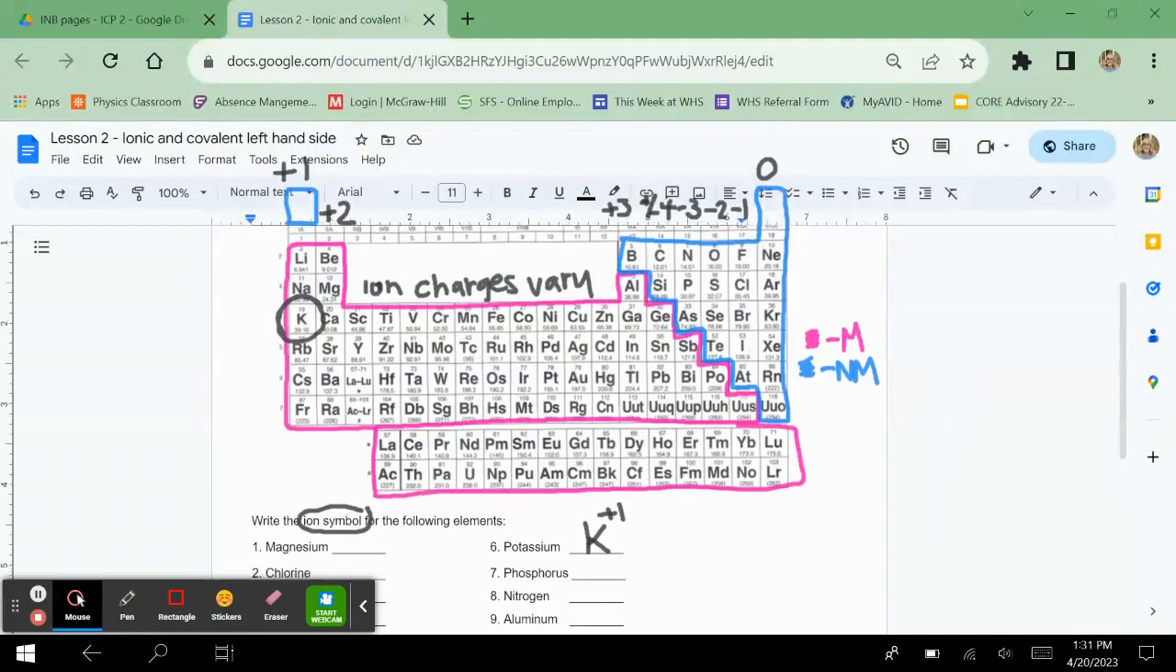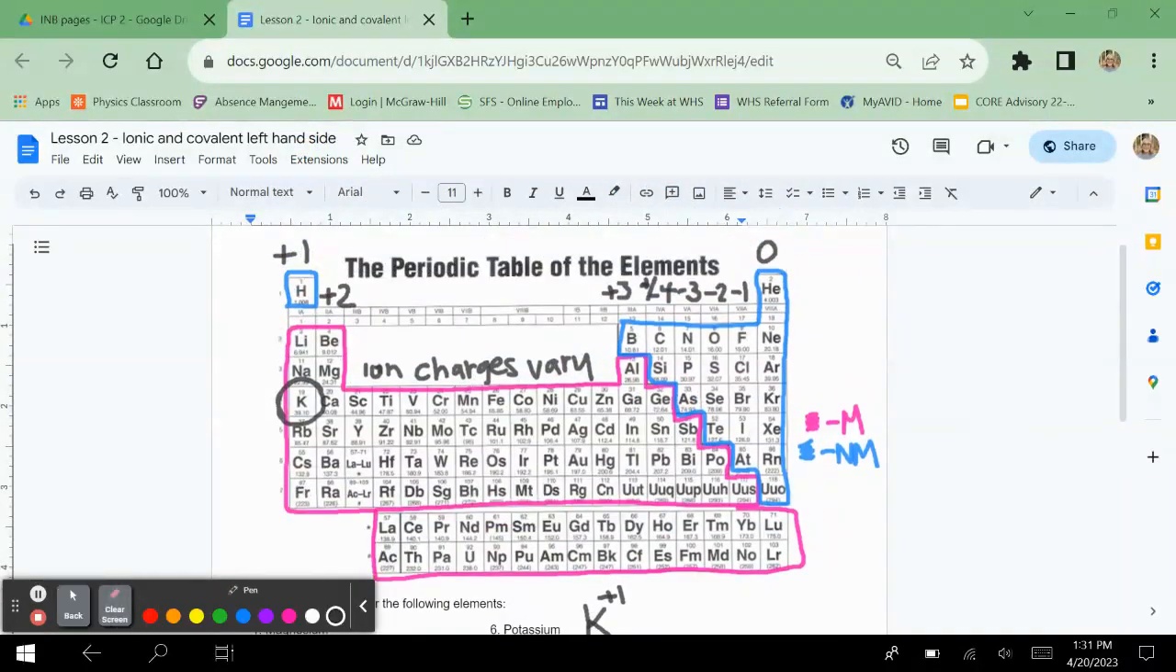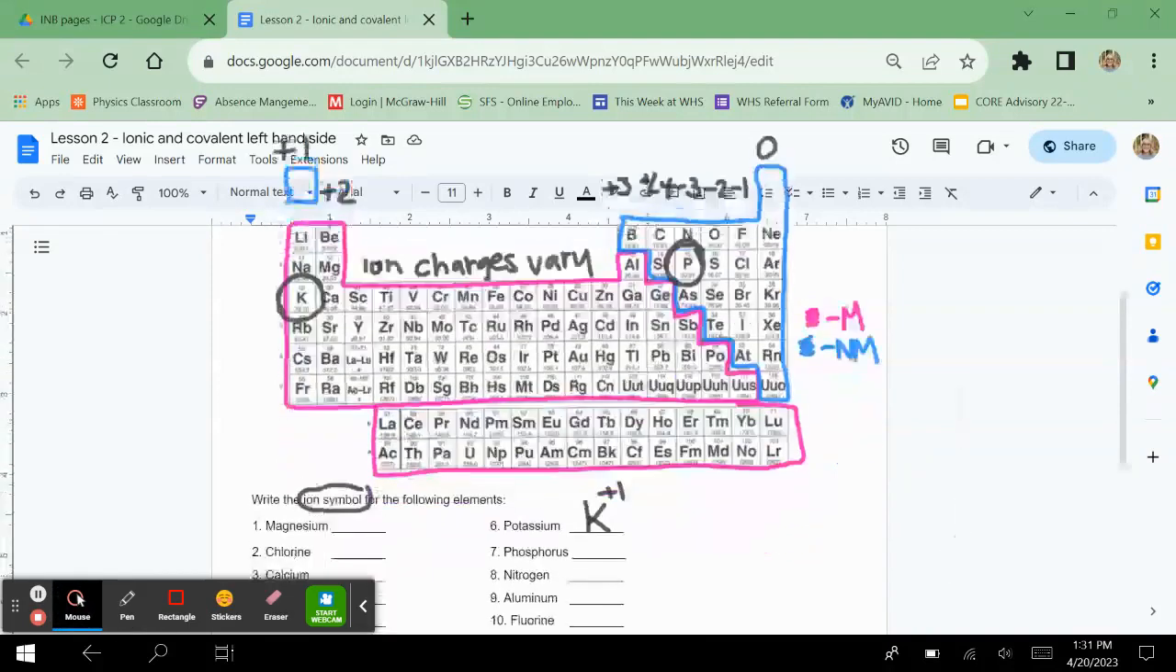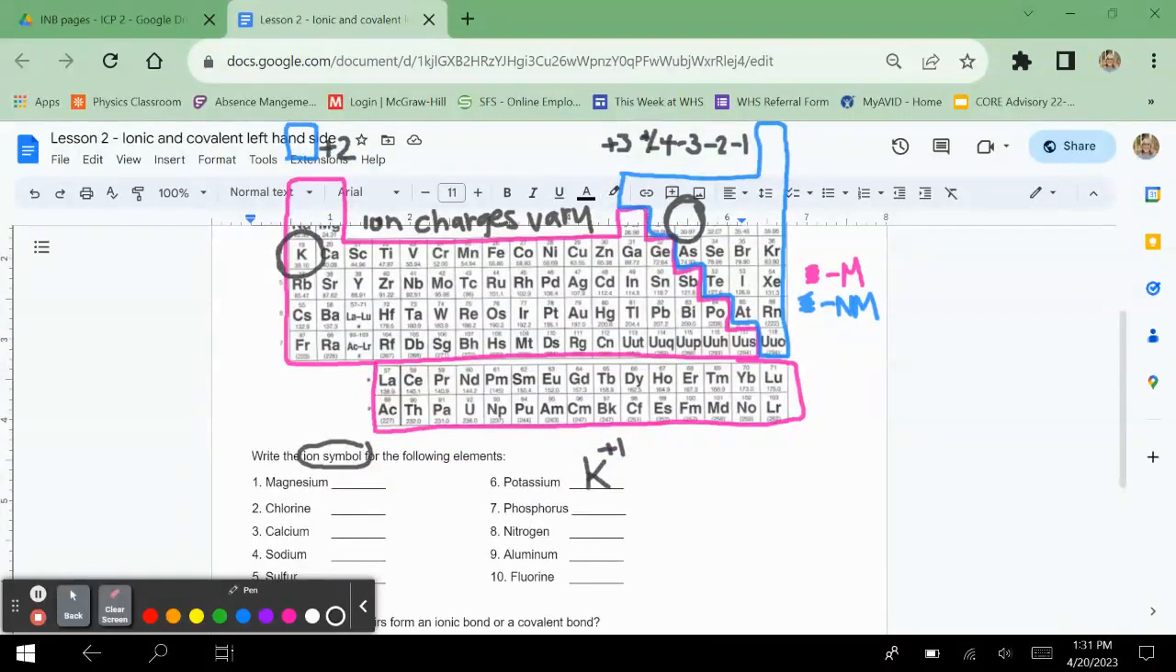Doing the same for phosphorus, but phosphorus is on the other side of our periodic table. So I find phosphorus, P. I look above it, it has a -3 charge. So I'm going to come down here and write phosphorus -3. Okay. So this first part, all you're doing is writing the ion symbol, which is the element symbol with the ion charge. Let me erase this just so we have enough room when we look down at the second half of what we're doing.